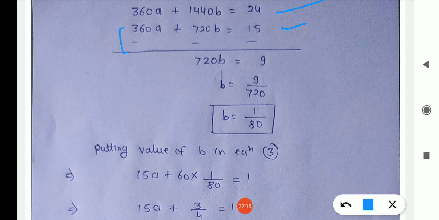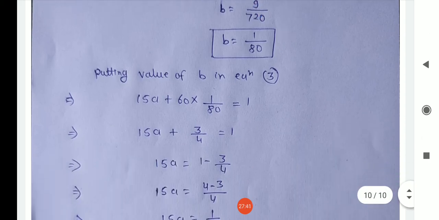Now change signs, positive becomes negative, positive becomes negative. So 360a minus 360a cancels out. 1440b minus 720b we get 720b, and 24 minus 15 we get 9. So b equal 9 upon 720. We divide this by 9, so 9 ones are 9 and 9 eights are 72, it means 80. So b equal 1 upon 80.